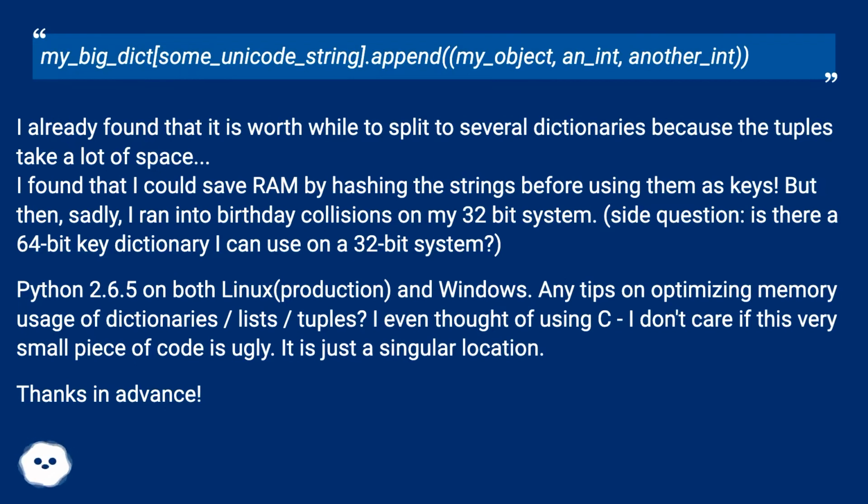Side question, is there a 64-bit key dictionary I can use on a 32-bit system? Python 2.6.5 on both Linux production and Windows. Any tips on optimizing memory usage of dictionaries, lists, tuples? I even thought of using C. I don't care if this very small piece of code is ugly. It is just a singular location. Thanks in advance.